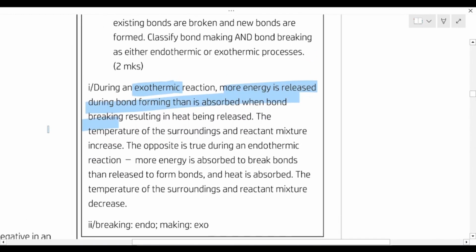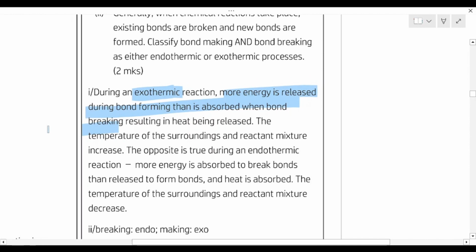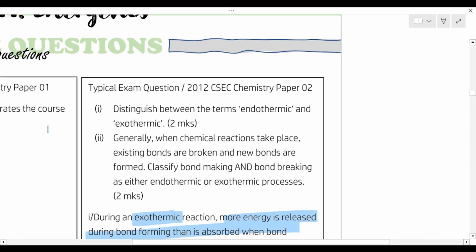And of course, bond breaking is endothermic and bond making is exothermic. Just like that.